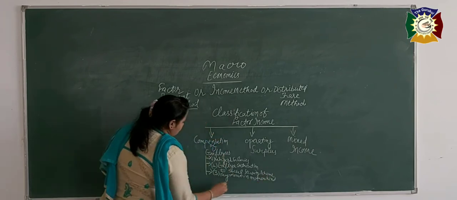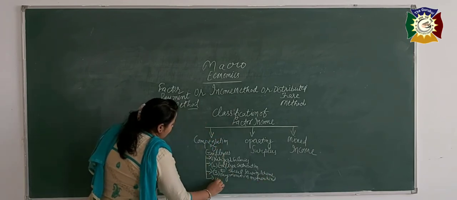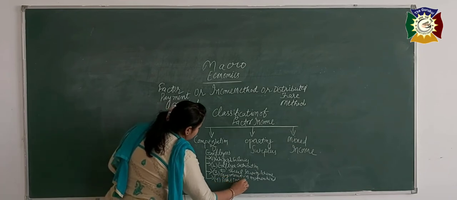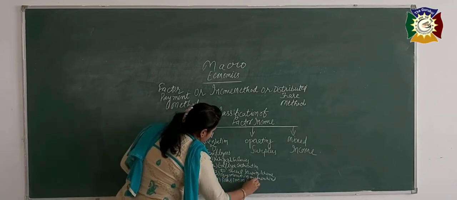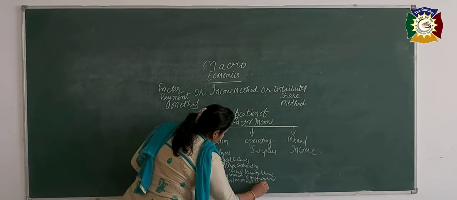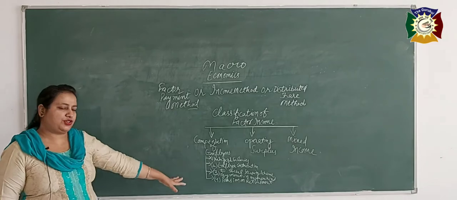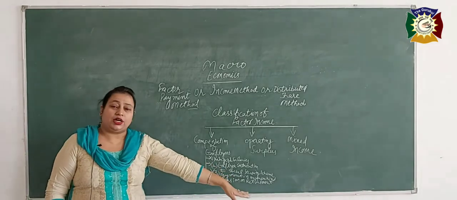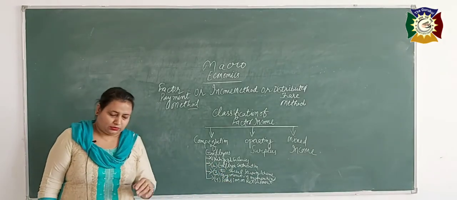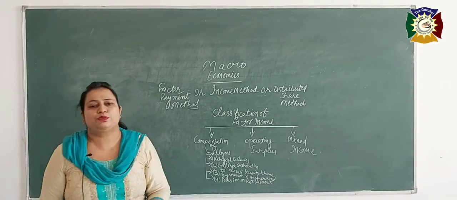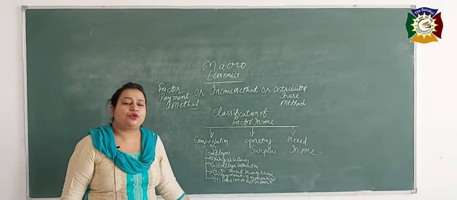And fourth, last one, pension on retirement. When a person retires, he will get pension on retirement. Two types of pension we will discuss in economics: old age pension and pension on retirement.